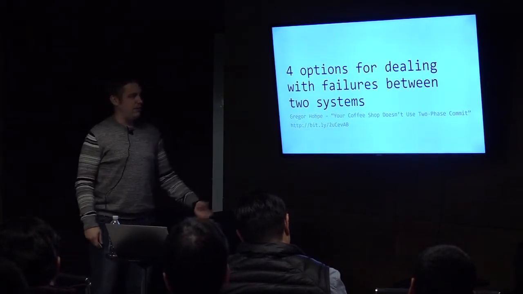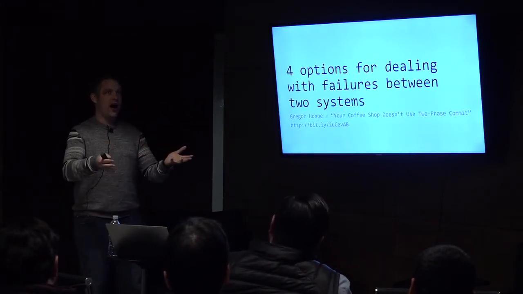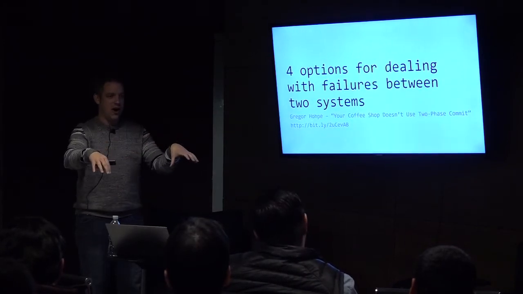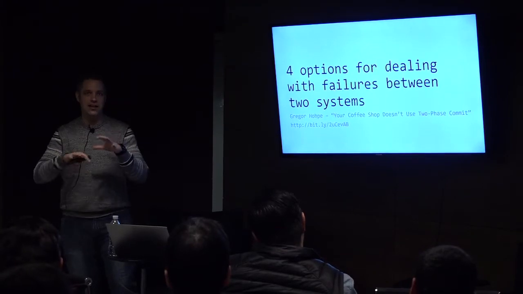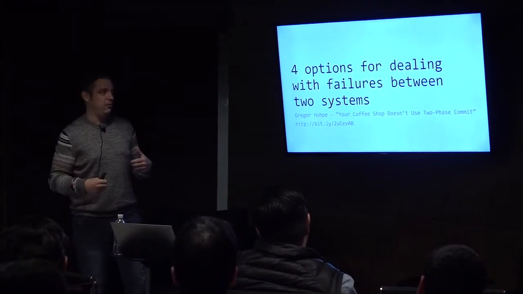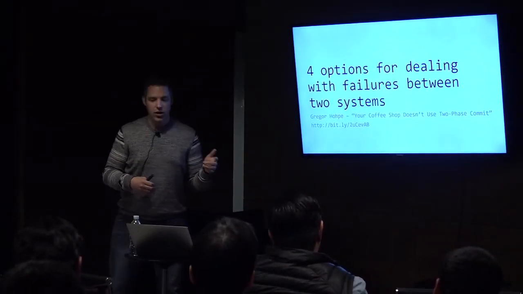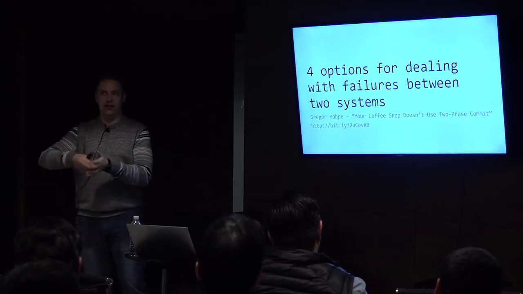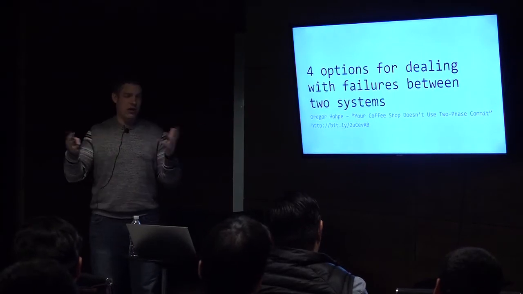So now it's Your Coffee Shop Doesn't Use Two-Phase Commit, and in it, he talks about when you go to a coffee shop, those different people behind the counter aren't doing any kind of transactions when they're working back there. Everything is much looser in order to deal with the realities of doing business. So he lines up 4 possible options when dealing with failures between more than one system, 2 systems, 3 systems, 4 systems, and the different ways you can deal with them.